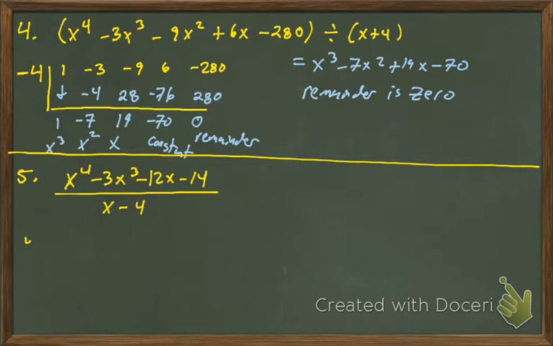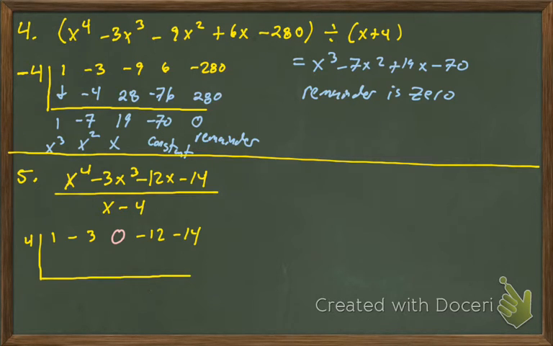Okay. Now the opposite of the x minus 4, the divisor there, is 4, and then coefficients 1, negative 3, and we didn't have an x squared, so we'll put that placeholder 0 in. The minus 12 for the x and the minus 14. So 1x to the 4th minus 3x cubed plus 0x squared minus 12x and minus 14.